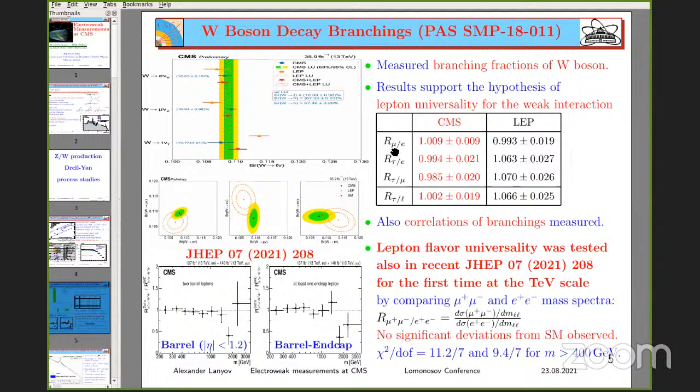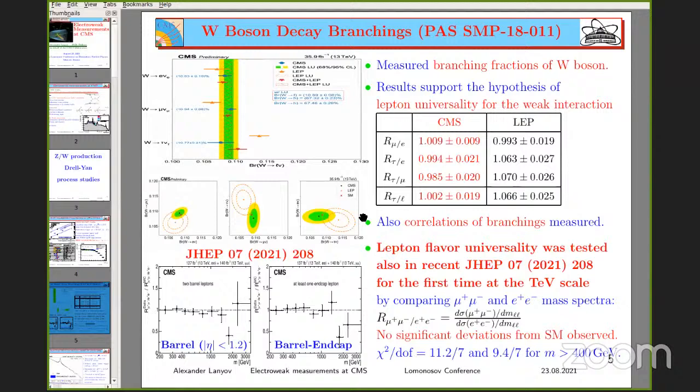You can see different ratios, and you can see that the precision of CMS is better than, for example, LEP, and it is in good agreement with the standard model. Also, correlations of the branching fractions were measured with such two-dimensional plots, where different branching fractions are shown on the horizontal and vertical axes.